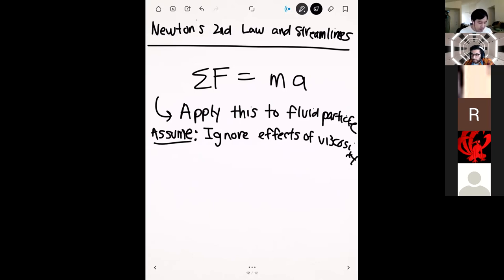So that's our big assumption that we're going to make, and so let's talk about streamlines. The definition of a streamline is lines that you can draw in space, and these lines are going to be tangent to the velocity vectors of a fluid everywhere.